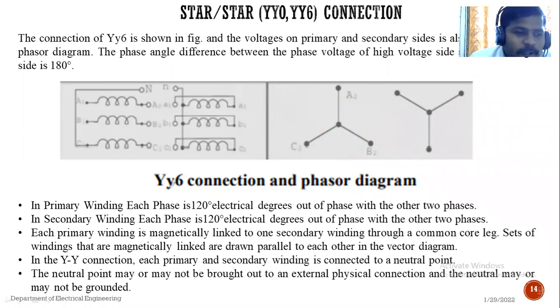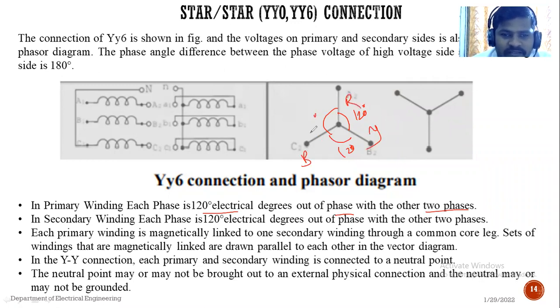Yes, sir. See, in primary winding each phase is 120 degree electrical out of phase with the other 2 phase. प्रायमरी वाइंडिंगच्या प्रत्येक फेज जी आहे ते 120 डिग्री इलेक्ट्रिकल डिग्री अपार्ट आहे. So suppose this is R phase, Y phase and B phase, because we are considering here balanced one. So 120 degree electrical apart. Also in case of secondary, there is a balanced load, or it may be balanced condition, so that the phase angle between each and every phase it is nothing but 120 degree.